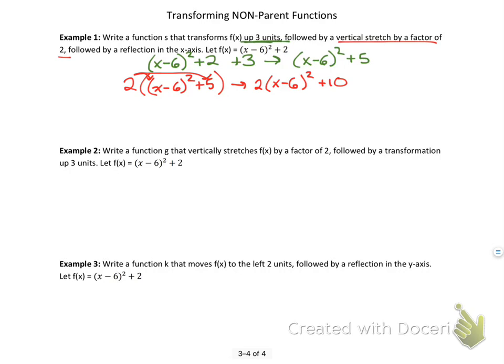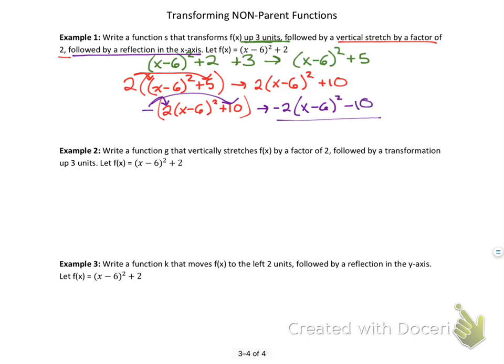Followed by a reflection over the x-axis. So let's go ahead and do that one. Okay, reflection over the x-axis, that's outside because it's a vertical change, so we need to take the entire equation and multiply it by a negative. So let's go ahead and do that. We're going to write the entire equation one more time. We're taking it and multiplying it by a negative. So the same way we distributed that 2 is how we're going to distribute the negative. It goes on the 2 and on the 10. So that becomes negative 2 (x minus 6) squared minus 10. And that is the final answer.